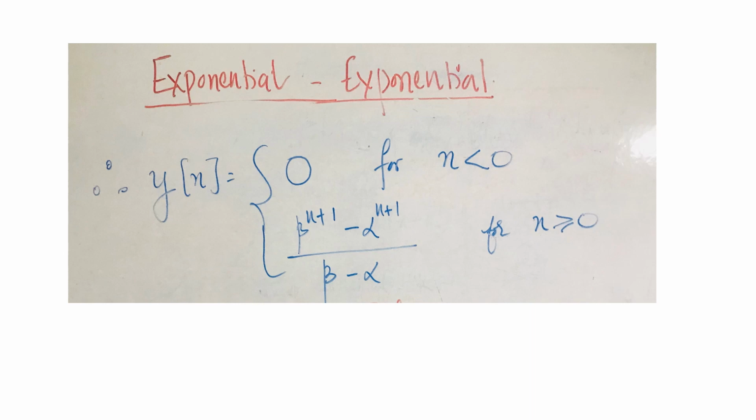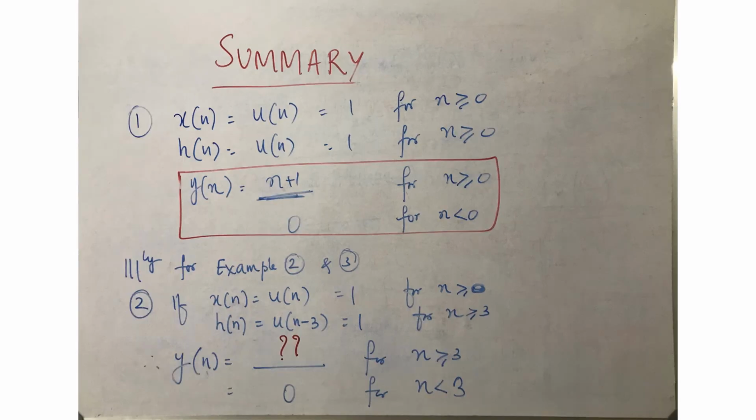So therefore, the convolution sum between two exponential sequences is equal to 0 for n less than 0, and it is beta to the power n plus 1 minus alpha to the power n plus 1 divided by beta minus alpha for n greater than or equal to 0. Okay, let us revise what all we have studied today. Today we learned how to find the convolution sum between two step functions, one step and one exponential, and two exponential signals.